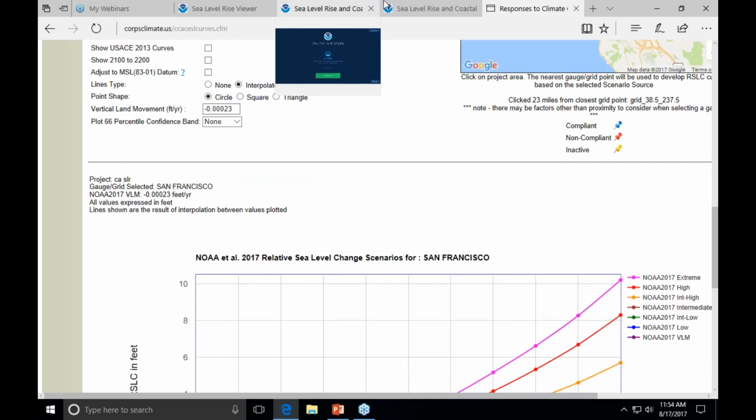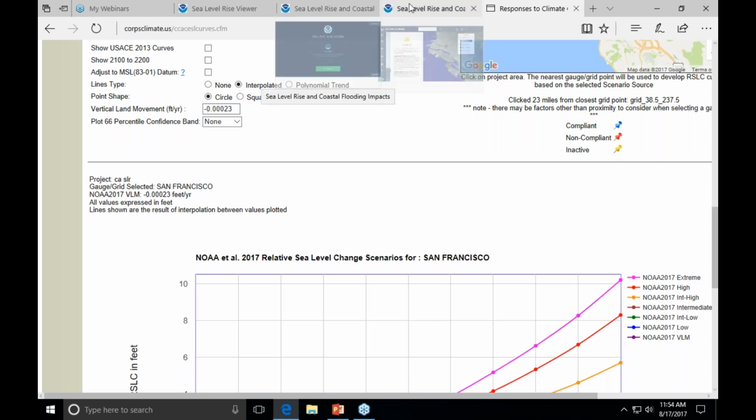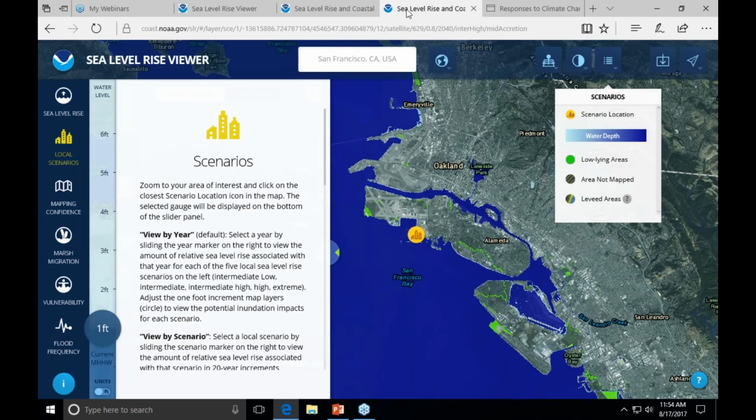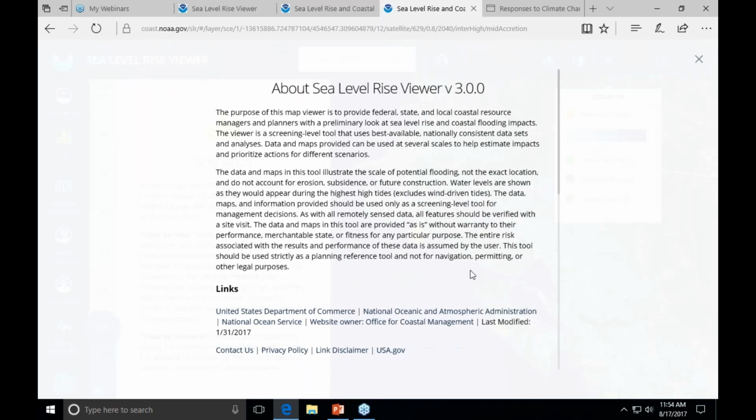Does the system account for changes to the shoreline in terms of shoreline protection? No, not this, and our viewer does not either. We have a lot of caveats if you read the disclaimer. Here's all of our disclaimer, but basically no. We illustrate the scale of potential flooding, not the exact location, and do not account for erosion, subsidence, or future.